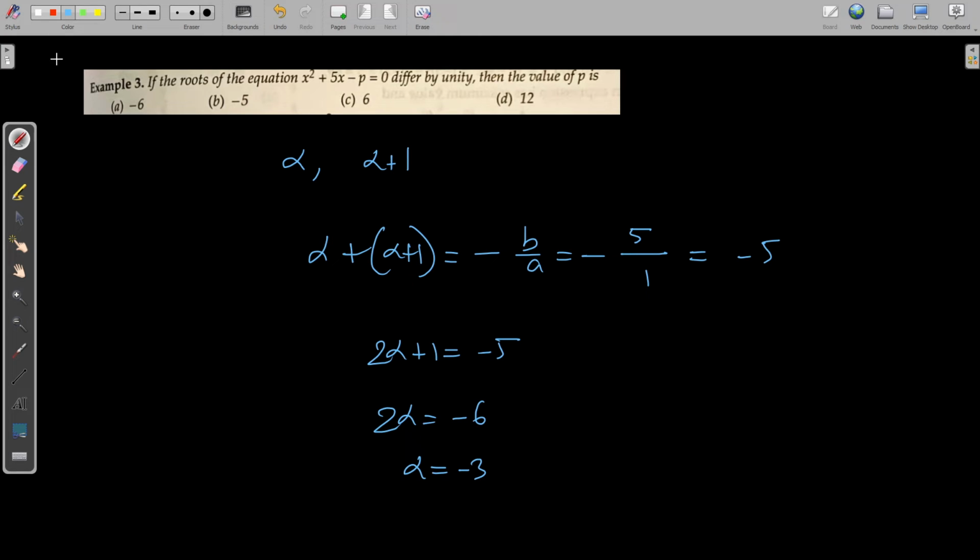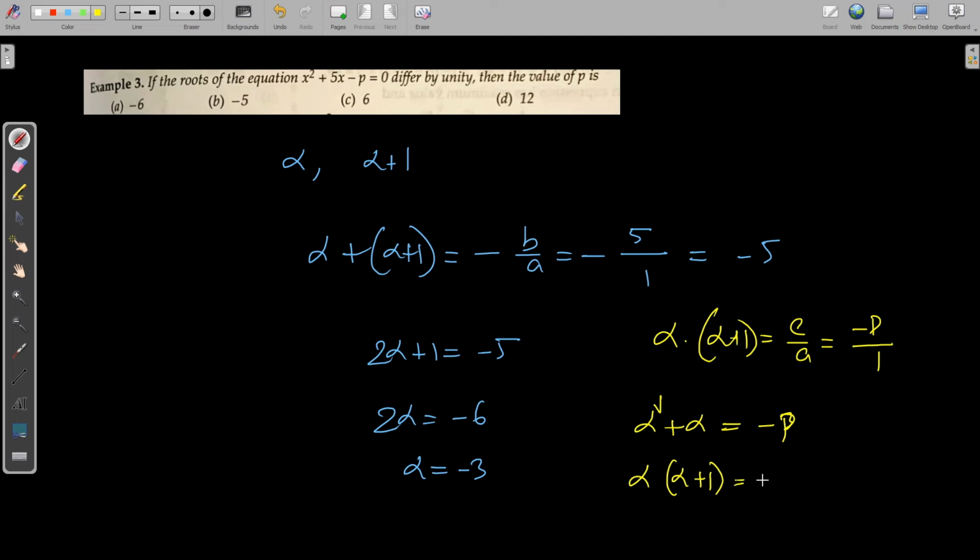After that, what do we know? What is the product of the roots? We know alpha into alpha + 1 will be equal to c/a. c is -p, so it will be -p/1. So alpha² + alpha = -p, or we can write alpha(alpha + 1) = -p.